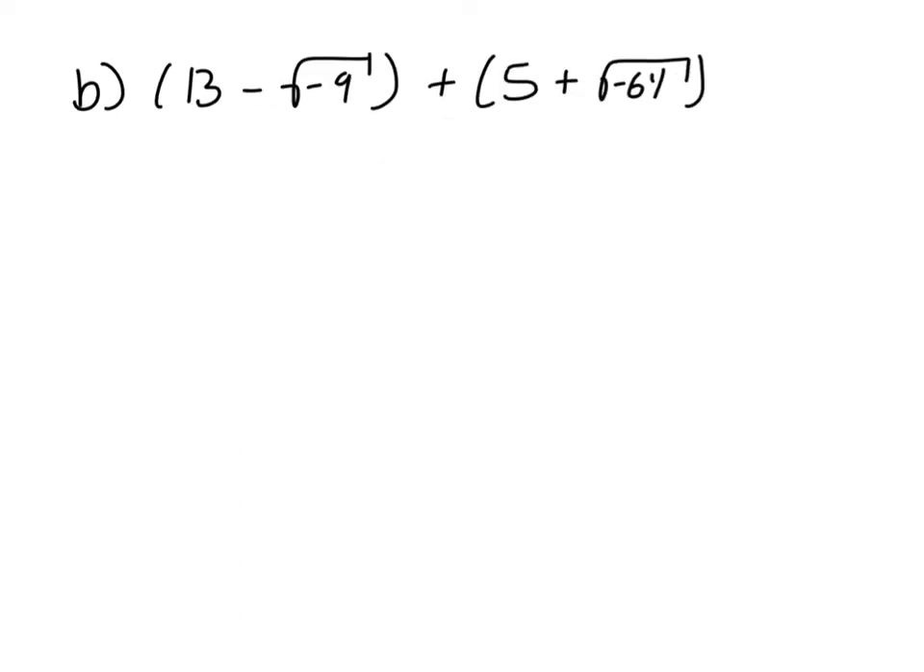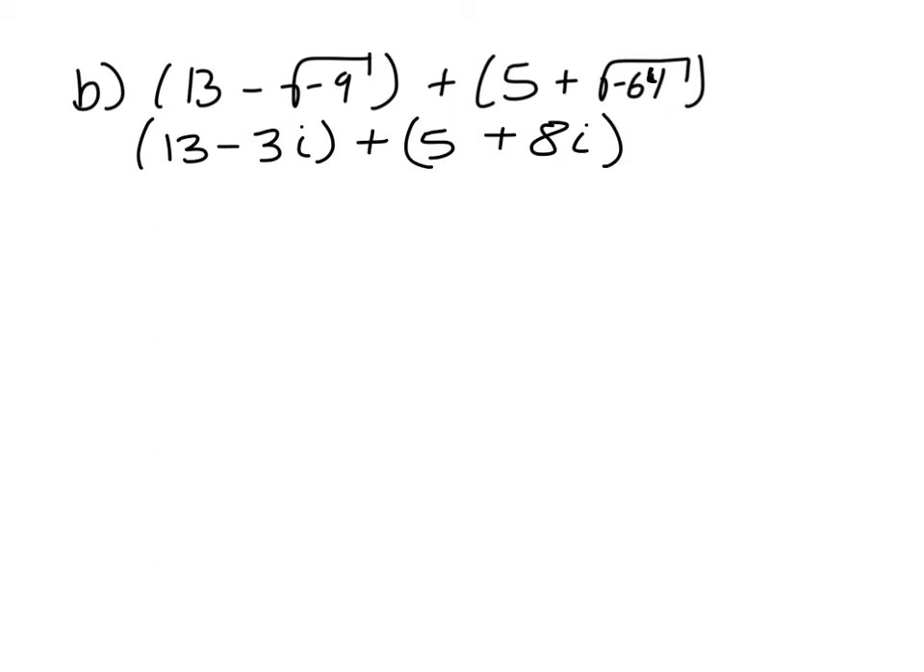Let's do another example. In this example, the first thing I'm going to do is make these square roots of negative numbers into imaginary numbers. So I'll have 13 minus, now the square root of -9 is the square root of 9 times the square root of -1. So that's going to be 3i, because the square root of 9 is 3. Plus 5 plus the square root of -64 is going to be 8i, because the square root of 64 is 8, and then the square root of -1 is i.